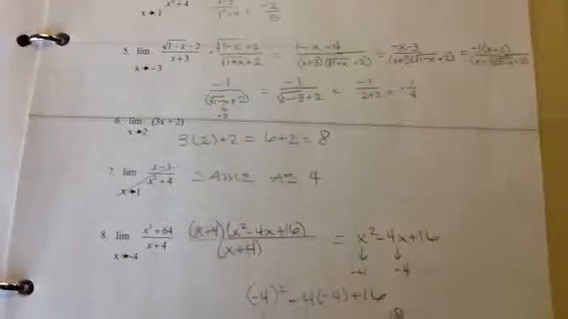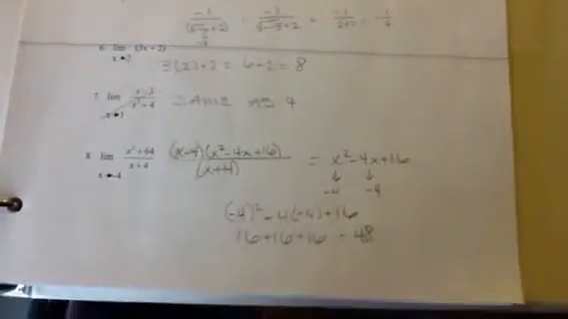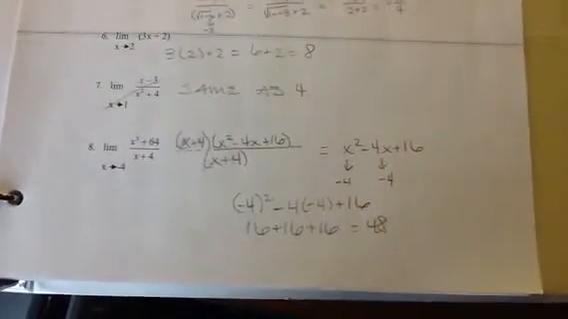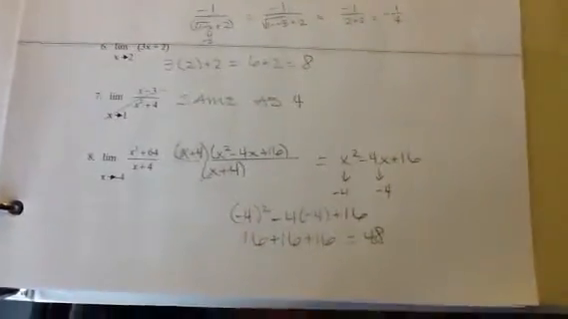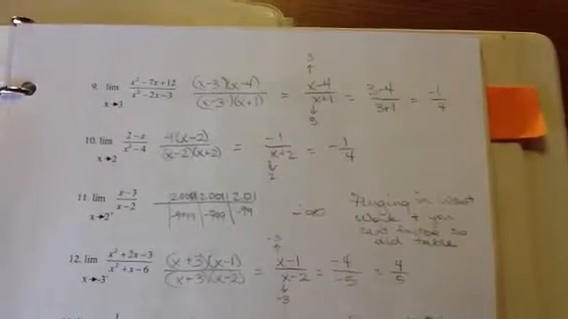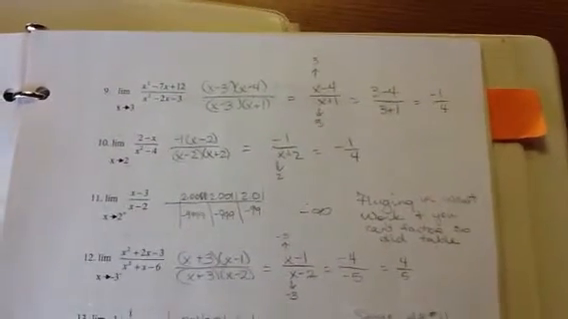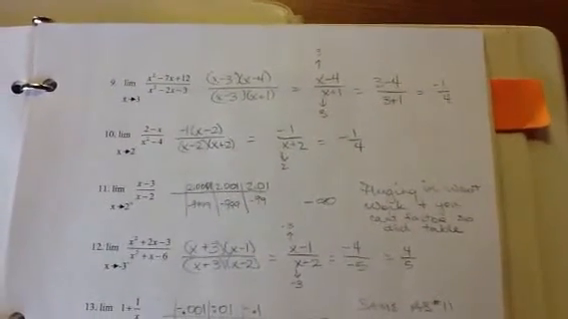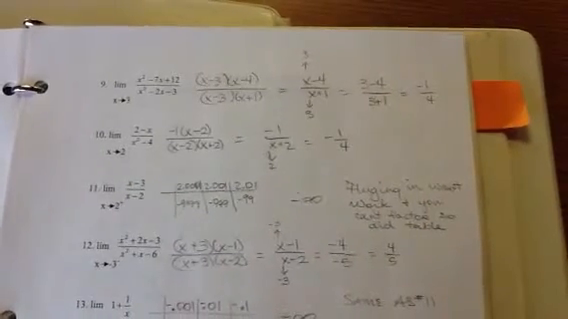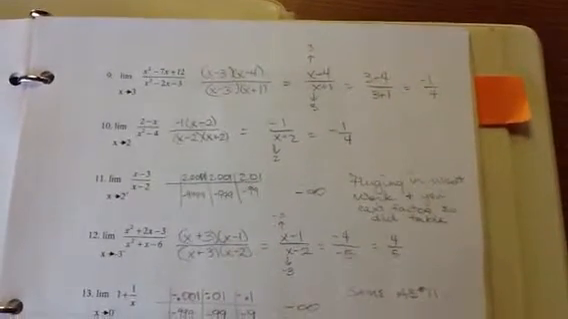For 6, I can plug in already and get 8. For 7, it's the same as number 4, so you don't need to do it. For 8, it factors. And I can cross out and then plug in negative 4 and I get 48. For number 9, I can factor the top and the bottom, cross out, plug in 3, and I get negative 1/4. For 10, I can take a negative 1 out of the top, I can factor the bottom, I can cross out, and I get negative 1/4.